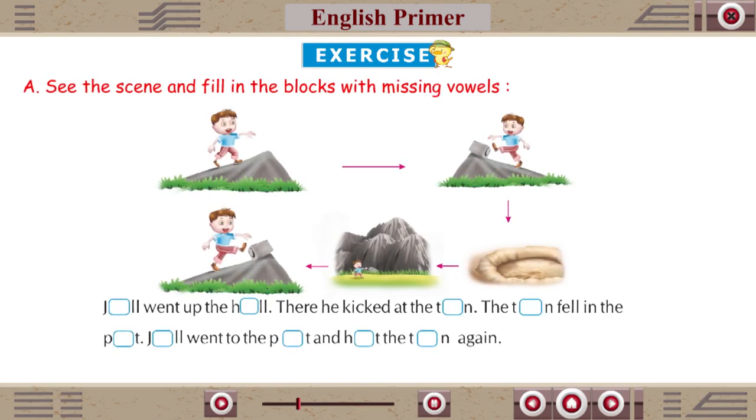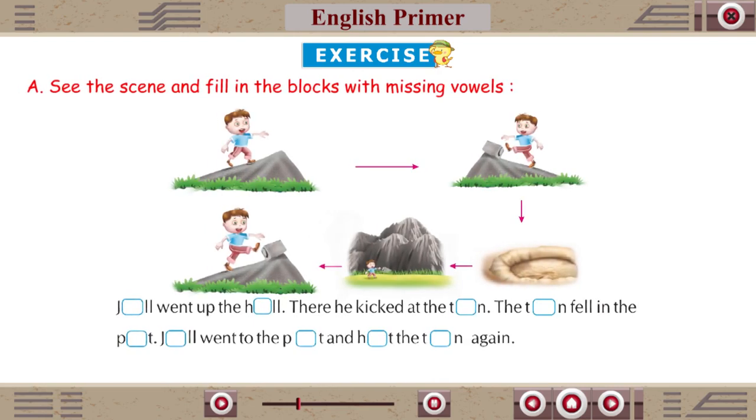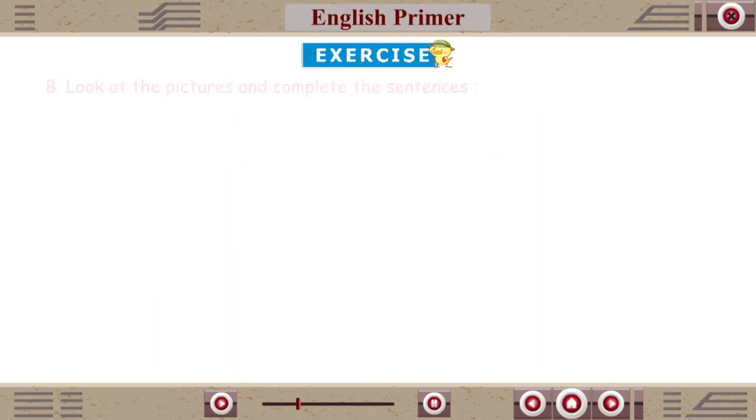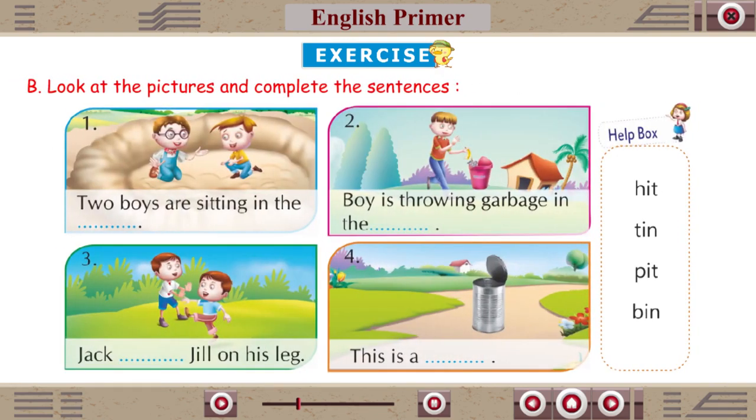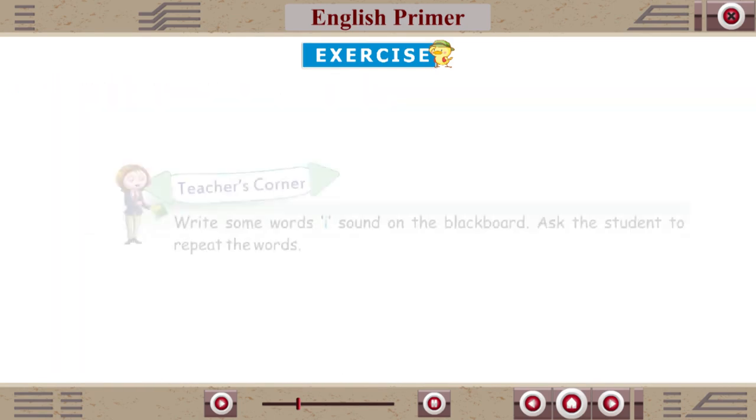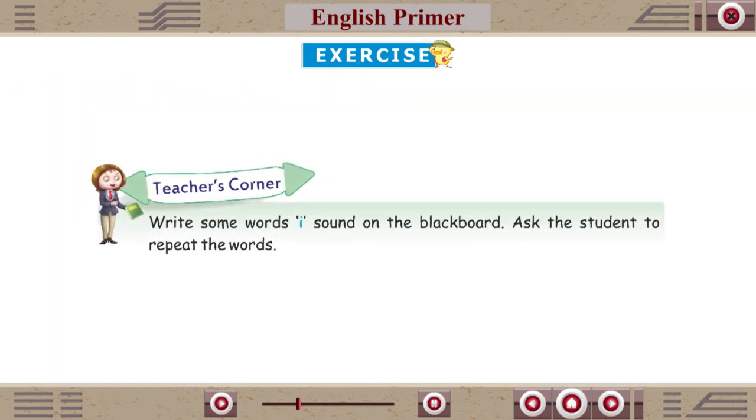Exercise: A. See the scene and fill in the blocks with missing vowels. B. Look at the pictures and complete the sentences. Teacher's Corner. Write some words with I sound on the blackboard. Ask the students to repeat the words.